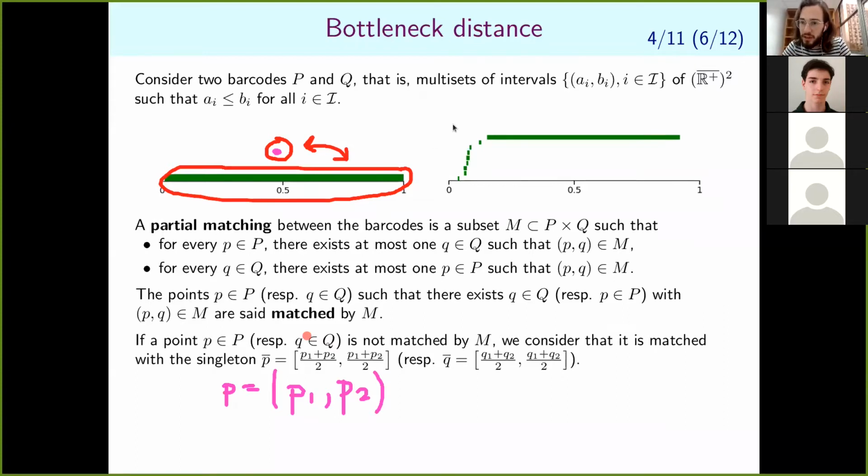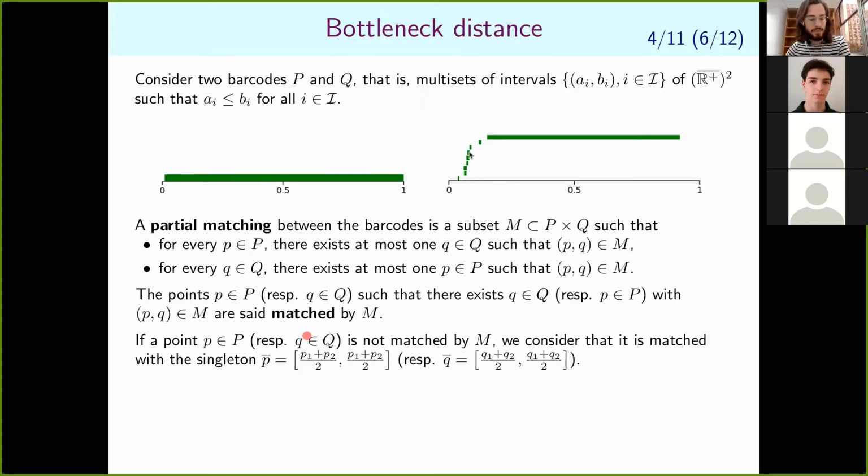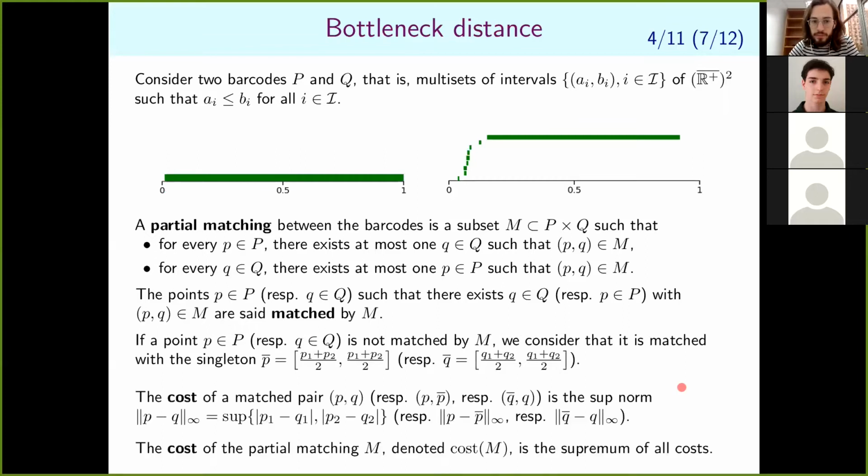So when we do that, we at the end matched all bars with another bar of the other barcode or with its midpoint. All bars are matched. And now I will define the cost of a matching.